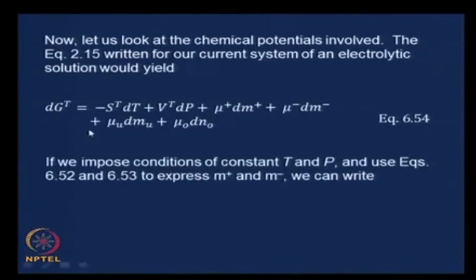Now if we impose conditions of constant temperature and pressure, the first two terms are going to go to 0, dT is 0, dP is 0, and if we use equations 6-52 and 6-53 to express m plus and m minus, remember we expressed m plus in terms of the number of moles of the electrolyte added and the number of moles of the undissociated electrolyte, just the two equations before this. Let me write it and it will come back to you.